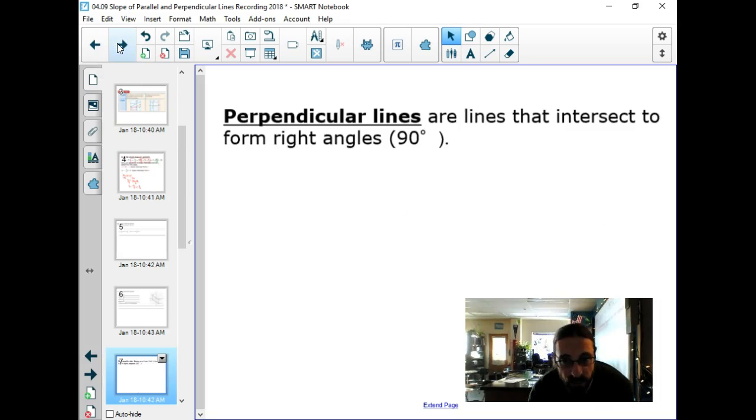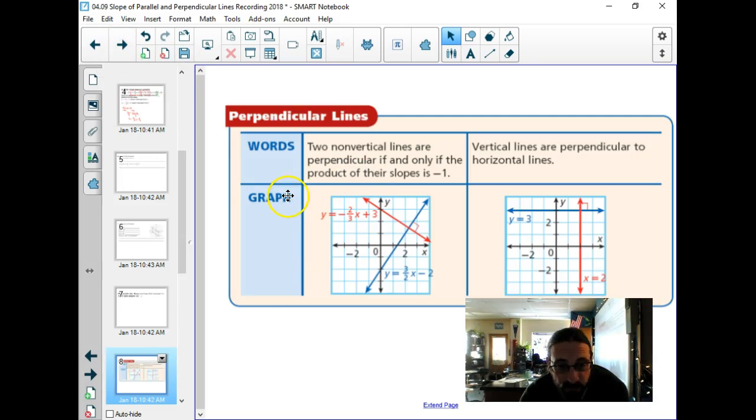Now, perpendicular lines are lines that intersect at 90-degree angles. Another way to look at it in the coordinate plane is when you take the slope of this red line, which is negative 2/3, and this blue line, which is 3/2, when you multiply their slopes together, you get negative 1.